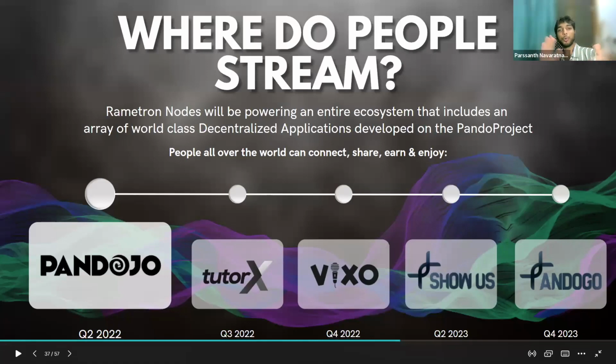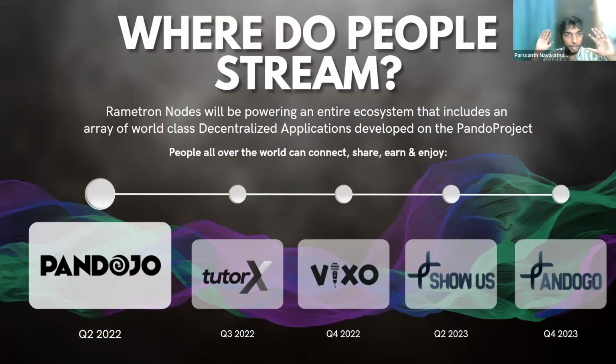So where do people stream? Let's find out. The Ramatron nodes will be powering an entire ecosystem, of course, that includes an array of world-class decentralized applications developed on the Panda project. So we've got five applications, three of which are launching this year and two of which are launching next year. I told you that earlier. Today we are focusing on PandoJo, but just to let you know, TutorX and Vixo will be coming on board very soon. We will be sharing that as we move towards the release of these two applications.